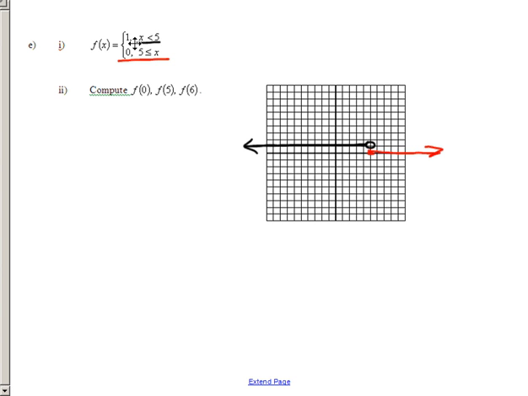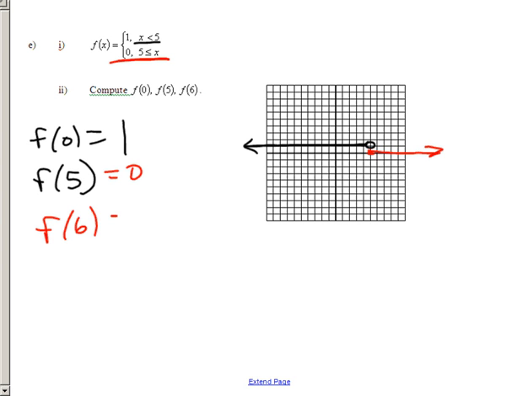It also wants us to compute a few points. F at 0 is 1 because 0 is less than 5. F at 5. 5 is greater than or equal to 5, so it's got to go into the second piece here. We get out 0. F at 6. 6 is greater than or equal to 5, so we get out 0. There are the points that they want you to graph. You can ask for x-intercepts, y-intercepts. These are all graphs that you're going to see in Chapter 2. Because in Chapter 2, they love piecewise functions when we start talking about limits.